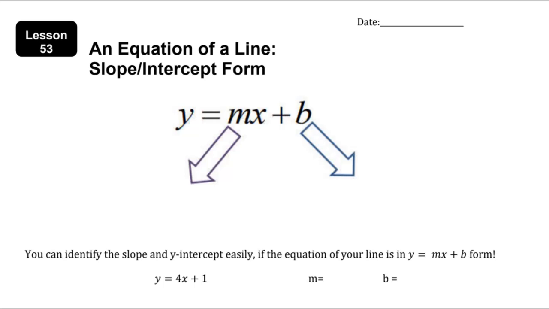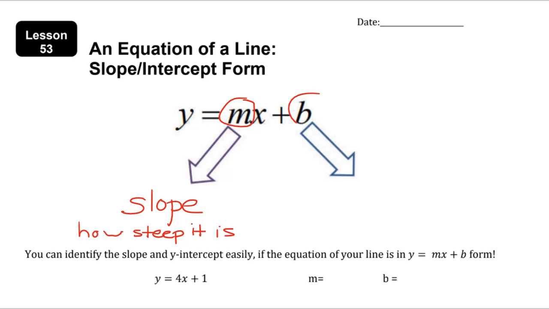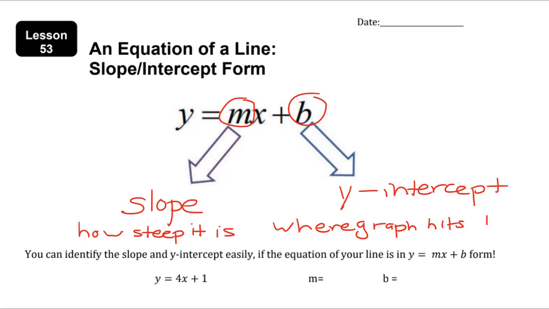So the first thing, it says slope-intercept form. You need to be very familiar with y equals mx plus b. The m stands for the slope of a line, which is really how steep it is. And then the letter b in our equation is going to be the y-intercept, which is really where the graph hits the y-axis. So you can identify the slope and y-intercept pretty easily if the equation of your line is in y equals mx plus b form.